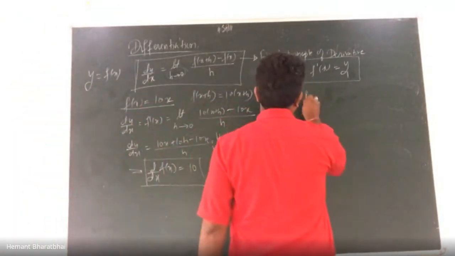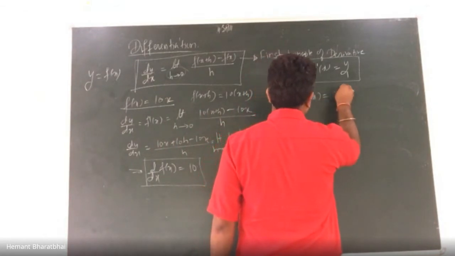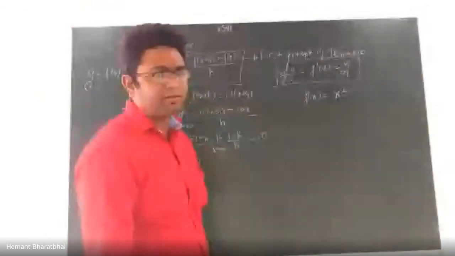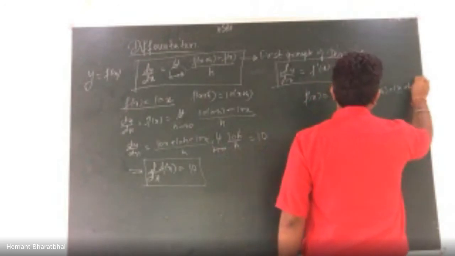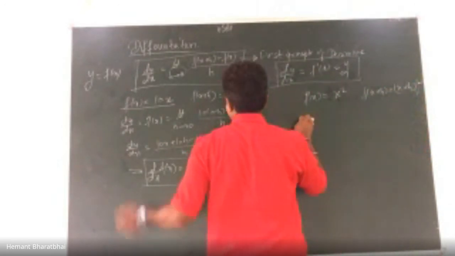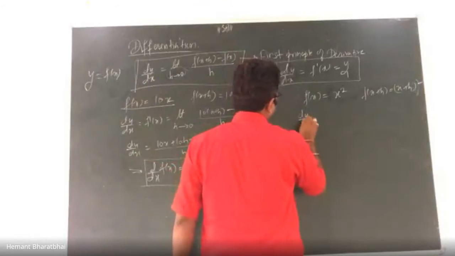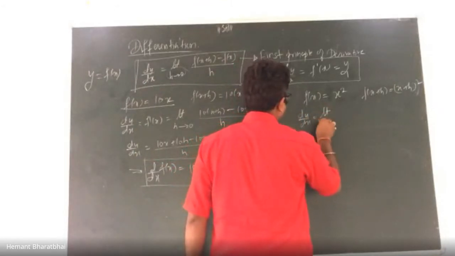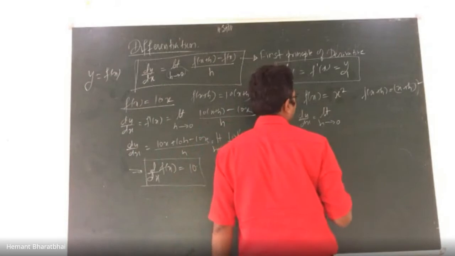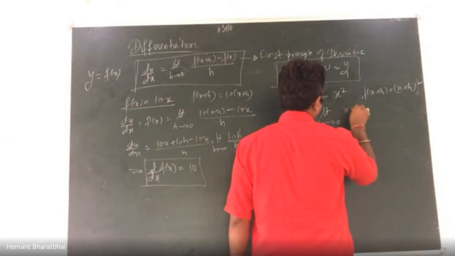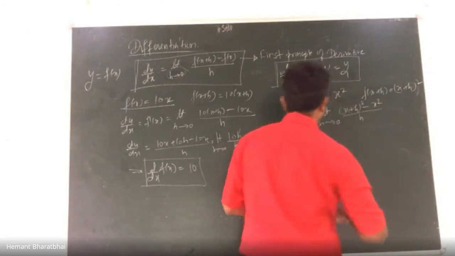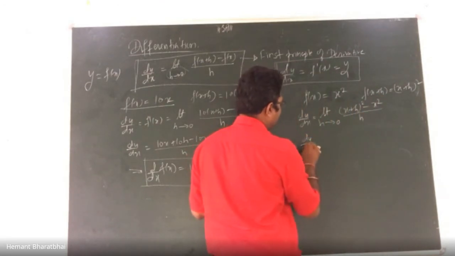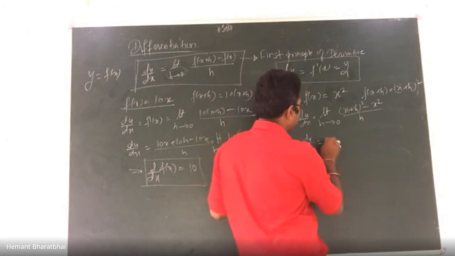Let us find out the derivative of x square. My function is x square. I want to find the derivative of x square. So I'll write f of x plus h will be nothing but x plus h the whole square. So when I put in this, I'll get dy by dx is equal to limit of h tends to 0 of f of x plus h minus f of x, that is x plus h the whole square minus x square, the whole upon h.